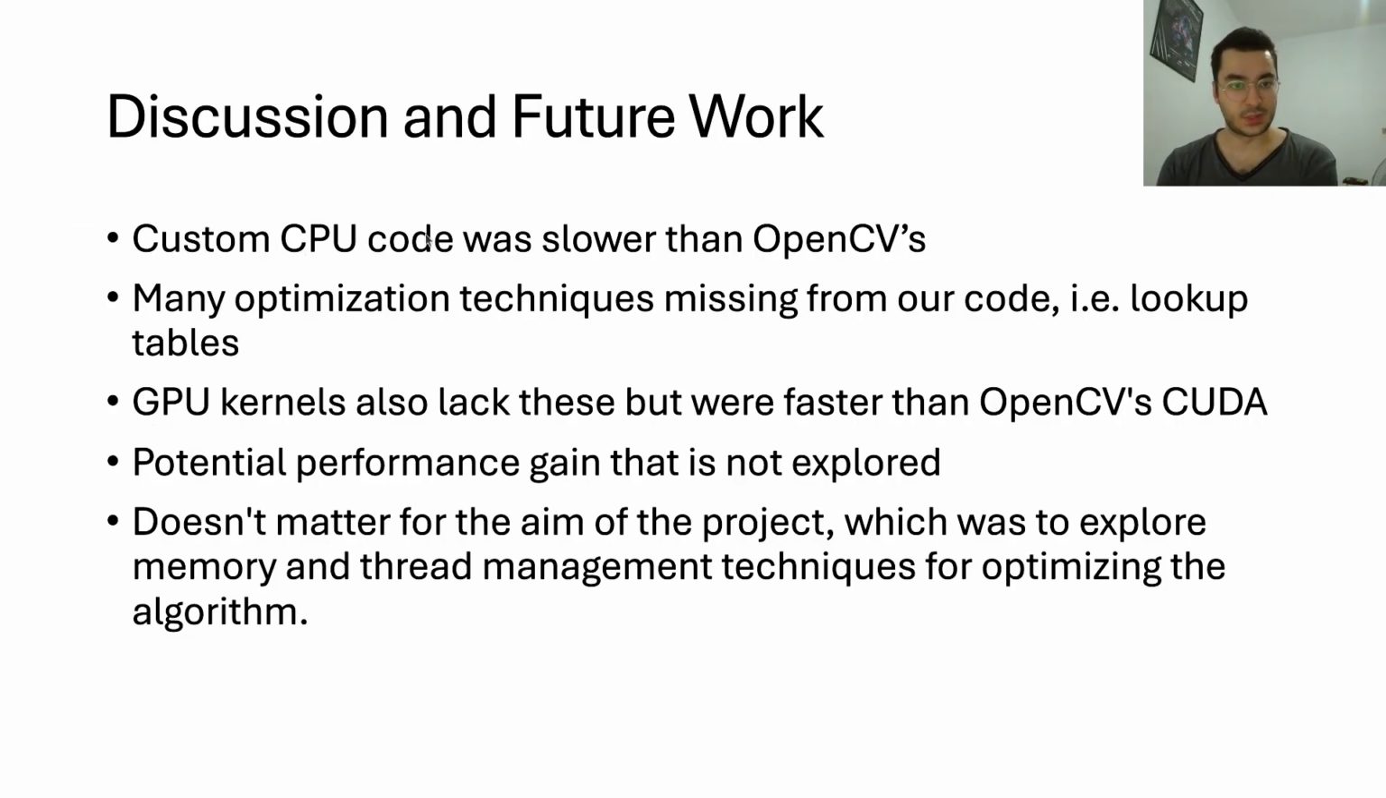So custom CPU code was slower than OpenCV's, and many optimization techniques might be missing from our code, like lookup tables. But since I didn't use these, I also didn't use these in GPU kernels. But we were faster than OpenCV's CUDA implementation.